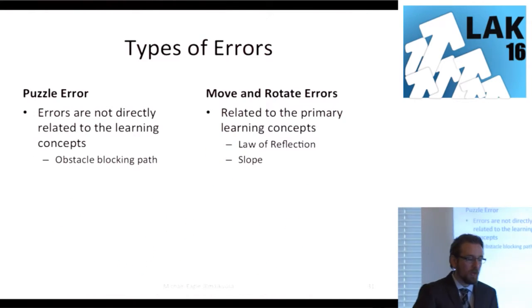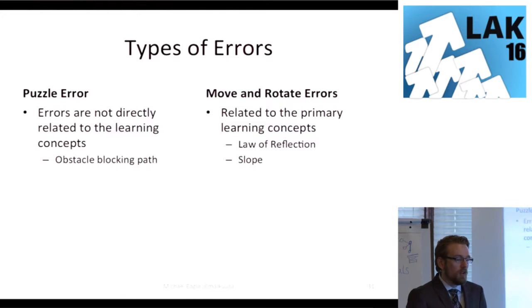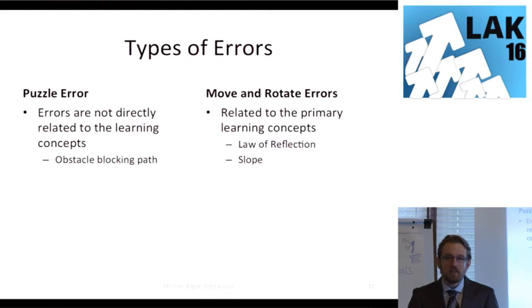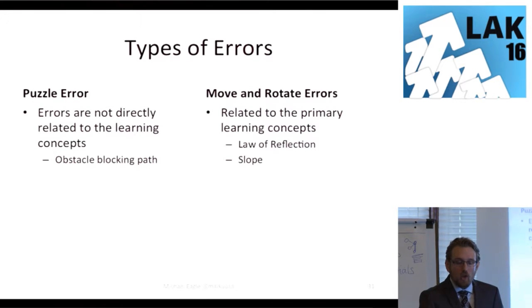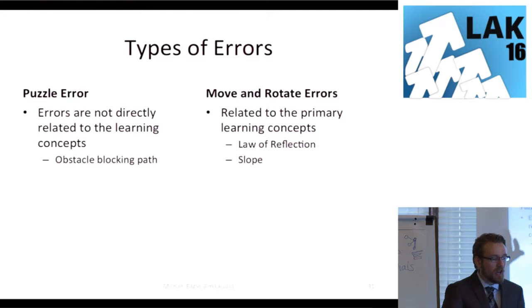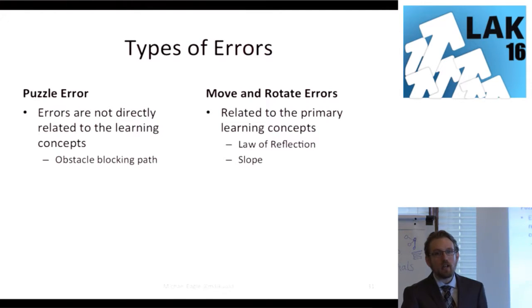But we want to get into the fact that there are multiple types of errors that people could be making. Some of these errors are important and some of them are less important. You can imagine some of the elements are directly related to slope or the law of reflection, and some of them might just be a puzzle element. Using that terminology, we call something a puzzle error if it's not directly related to the learning concepts.